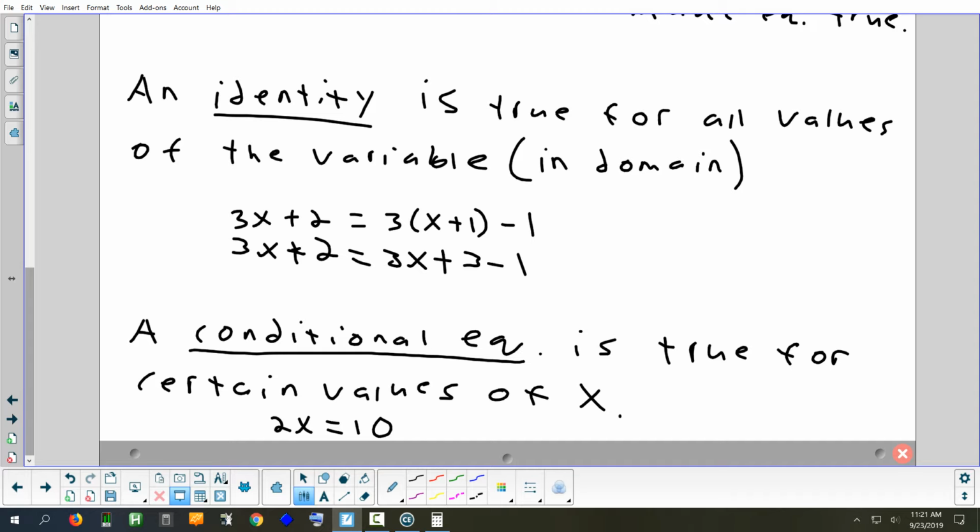So a conditional equation is an equation that can be true. It's not an identity that's always true. A conditional equation can be true if you pick the right value for x, like 5 in this case. Okay, so certain value or values make it true.